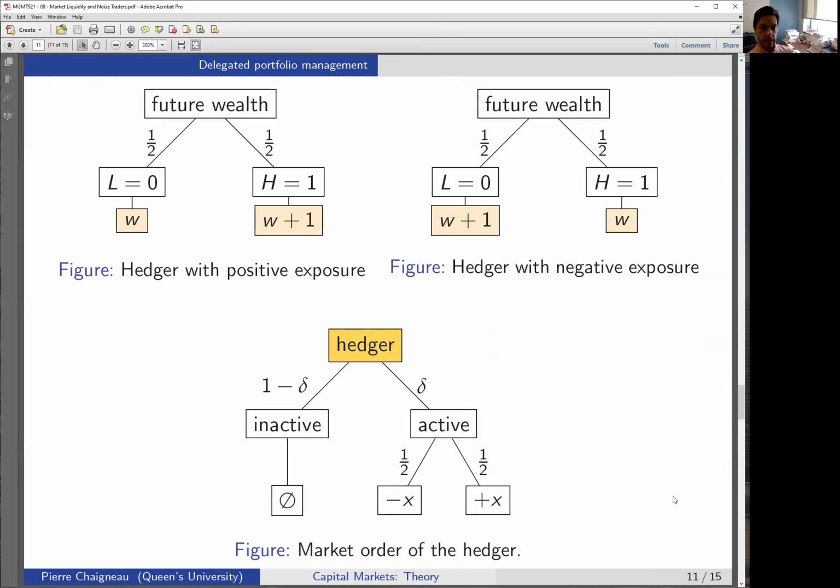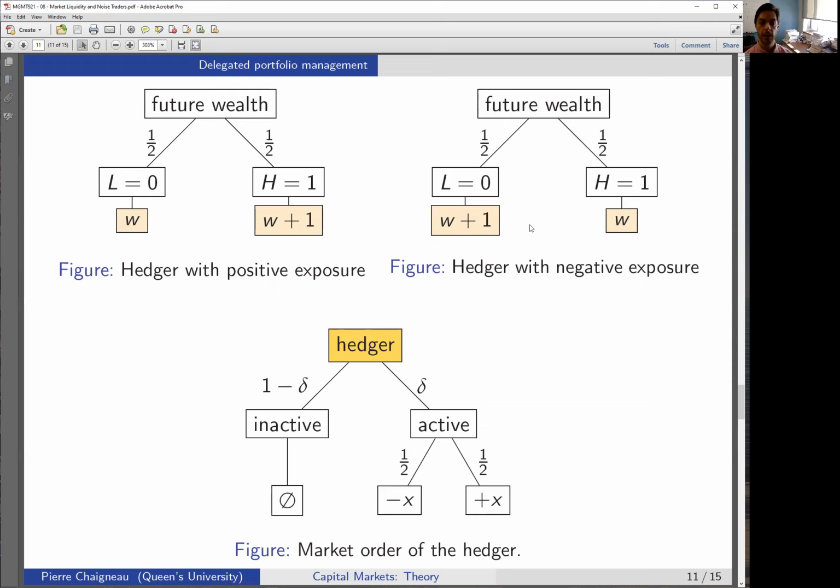Okay. So now let's take the perspective of the hedger. And we still want to understand how the financial market is going to work in this context. So we will also want to have some trades which are not based on information or on noise. And here they're going to be based on a hedging motive. As we already discussed, there are two types of hedgers. First of all, the hedger can have a positive exposure to the asset payoff, in which case the wealth of the hedger will be equal to W plus 1 when the payoff is high. Then you can have a hedger with a negative exposure to the asset payoff, in which case his wealth will be equal to W plus 1 when the payoff is low. Okay, so it's a perfect correlation with the asset payoff.